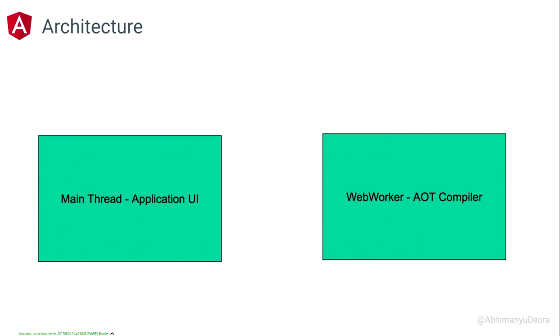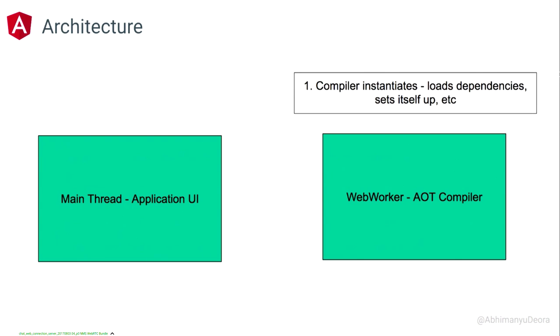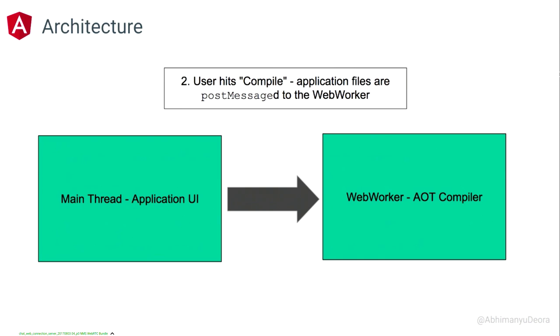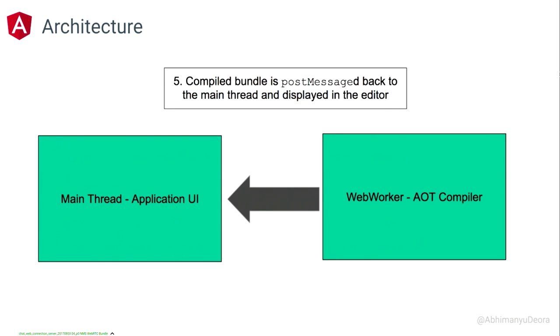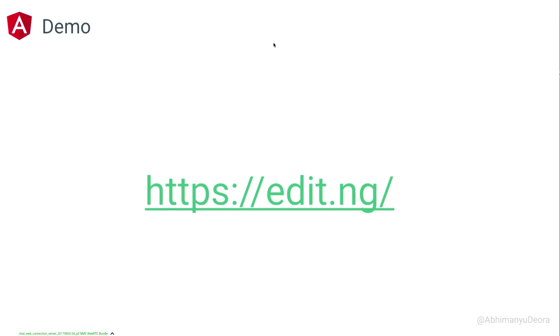We run the AOT compiler entirely in browser in a web worker. So when you load up Edit.ng, the AOT compiler instantiates itself. It loads dependencies, gets ready to perform compilation. And then at some point later, when a user hits compile, the application files are post-messaged to that web worker. The compiler runs AOT compilation and right now runs rollup to generate a single bundle of the application. This is all hidden from the user. The user doesn't have to do anything more than hit compile. Then when the compiler is done, it sends that bundle back to the main thread and displays it in the editor. I've talked a lot, so let's show a demo now.